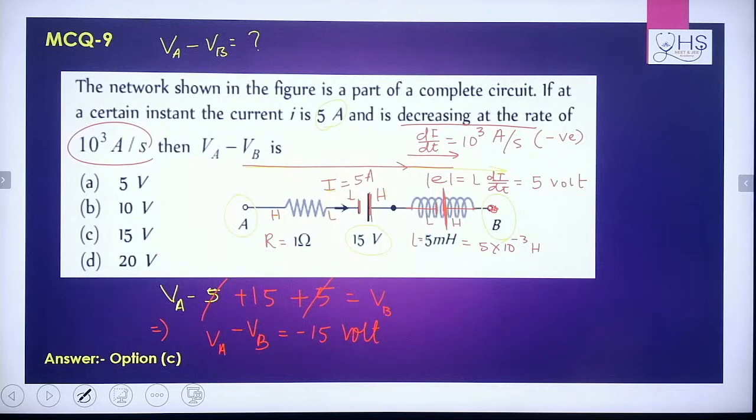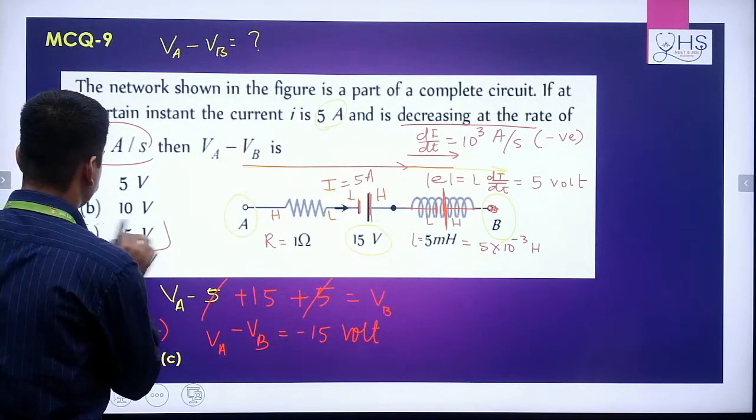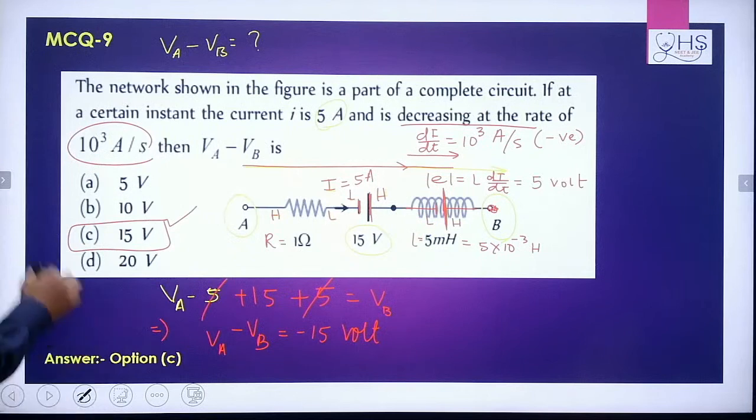Here nothing is given in minus, so you can write the answer in plus. Okay, write in plus, but actually VB minus VA will become plus 15. If you say VA minus VB, it can become minus 15. Anyhow the potential difference is 15 volt. So check the current direction and accordingly you do. The answer is coming C.